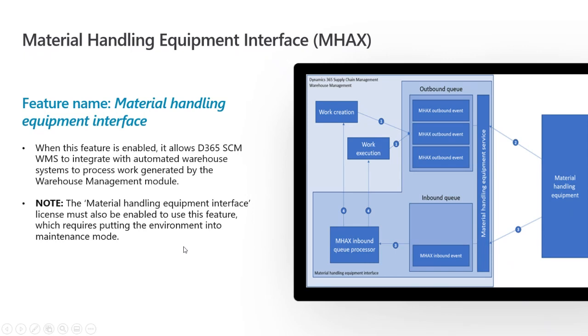So I did put a note, if you are looking to use this feature, please note that you do need to put the environment into maintenance mode, because there is a license that must also be enabled, and it is under the same name as well, Material Handling Equipment Interface. So you'll want to make sure that you enable that license and then go in and enable your feature to start setting this up and using this feature.